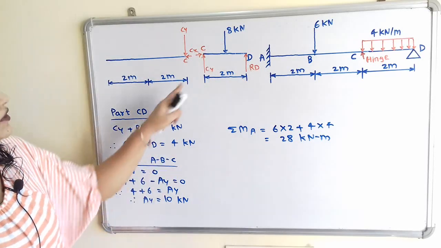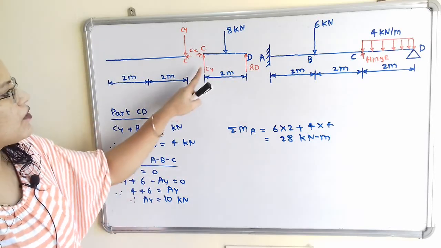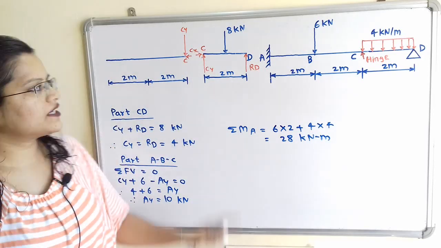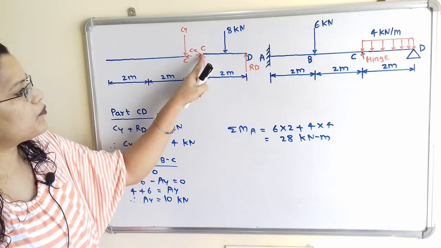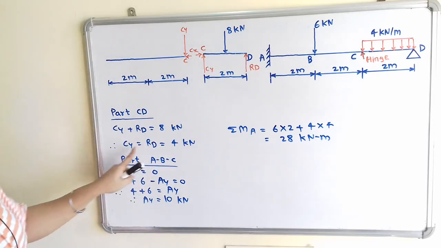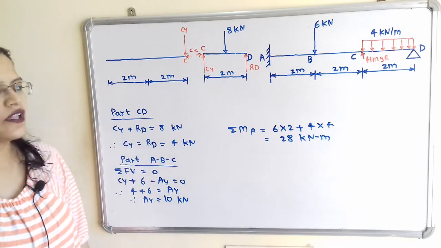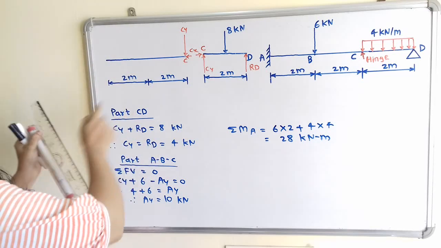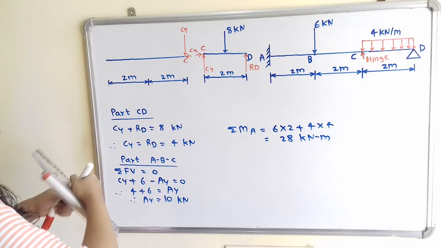Now if we observe, this beam CD will act as a simply supported beam because these reaction forces are at the end points. So this 8 kN is equally distributed between point C and point D. So we can say that Cy is equal to Rd is equal to 4 kN. Now we will move to the first part. In the first part we have to show the 6 kN point load at point B.